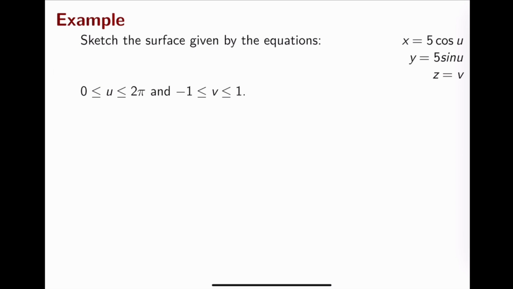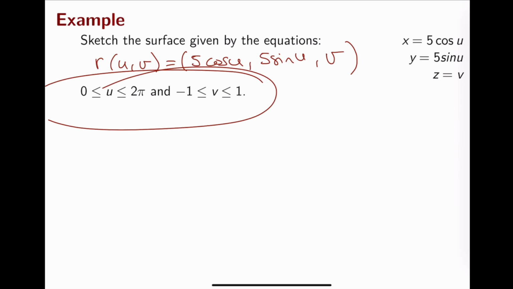Let's sketch the surface given by these parametric equations. This is an alternative way to say r(u,v) is equal to this. And this is the description of the domain D.